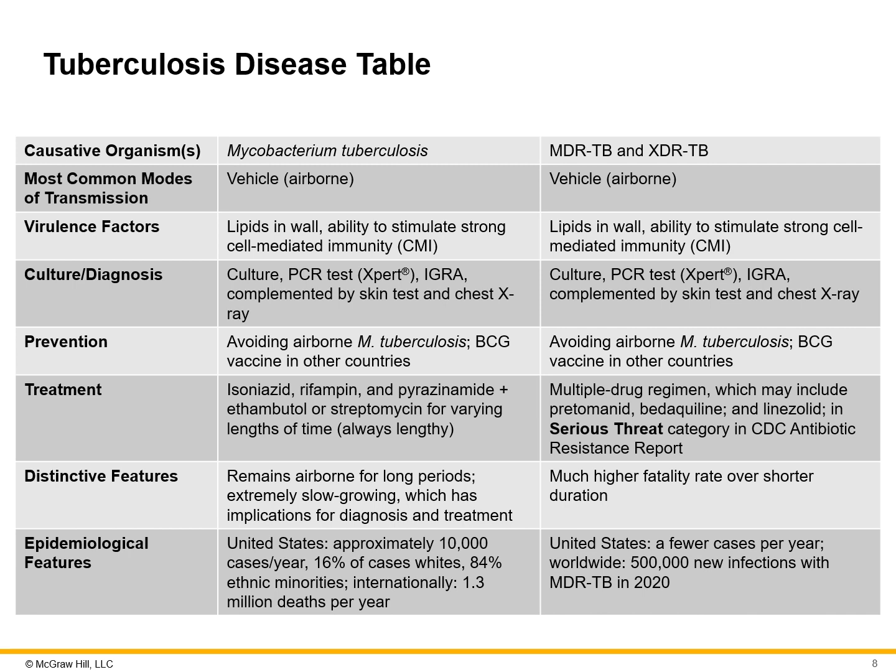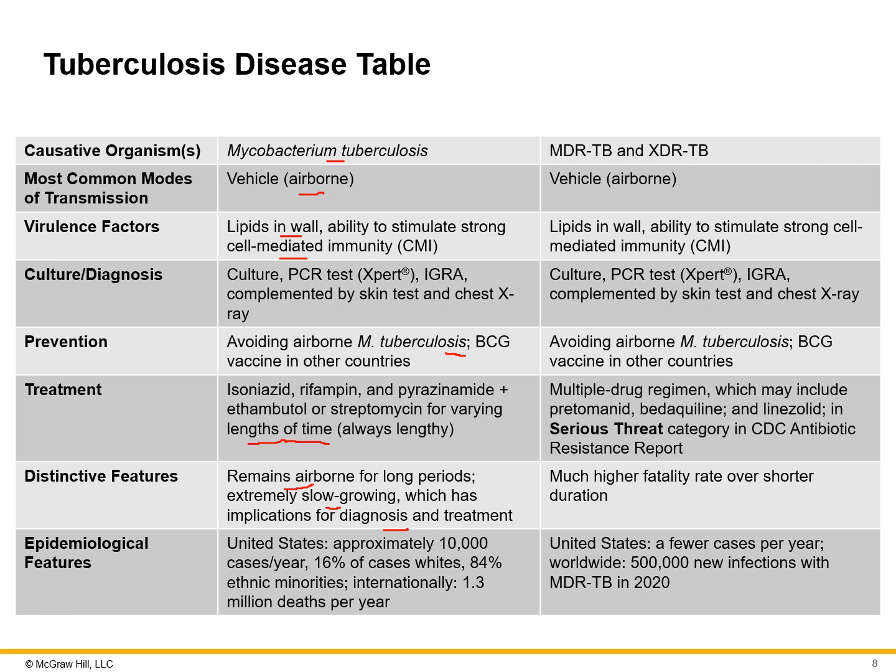Looking here at the disease table, again, it's caused by Mycobacterium tuberculosis. It is transmitted in the air by vehicles, or airborne. Again, that waxy cell wall and the ability to stimulate that strong cell-mediated immunity are part of the virulence. So prevention is avoiding those airborne particles. Also, vaccination in some countries is available. Again, treatments can vary depending on the length, so up to 2 months or even 4 to 8 months of treatment. Some of the distinctive features here: it can remain airborne for long periods. Again, it can resist desiccation, or drying out. It is slow growing, again, compared to other bacteria due to that waxy layer, which is part of how it is diagnosed and treated.